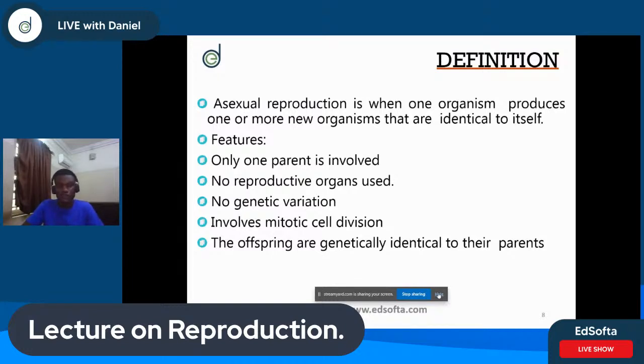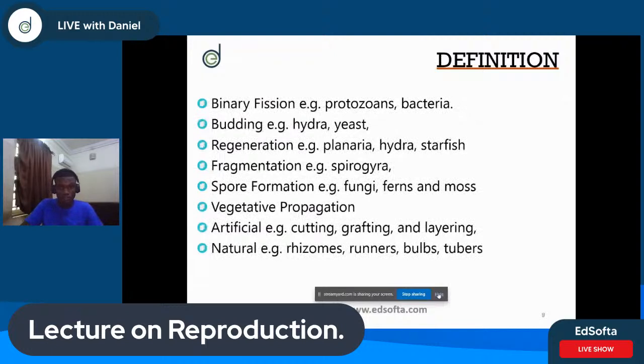And also, it involves mitotic cell division. The offspring are generally identical to their parents. Now, in what ways can asexual reproduction be attained? How can we achieve asexual reproduction? What are the forms of asexual reproduction?